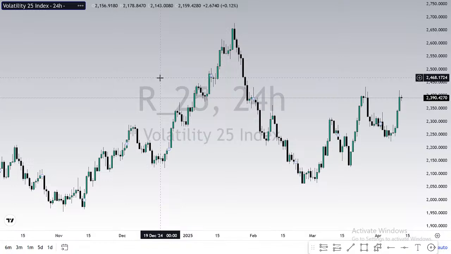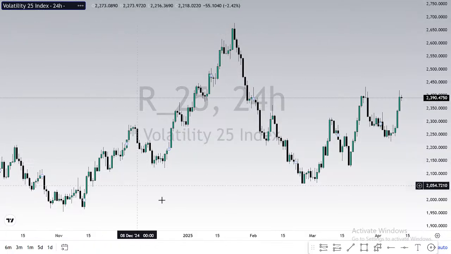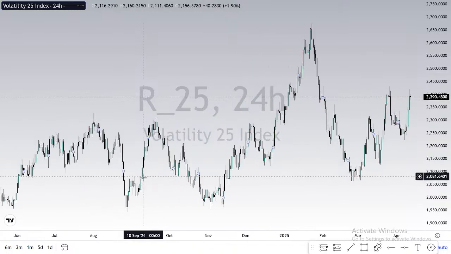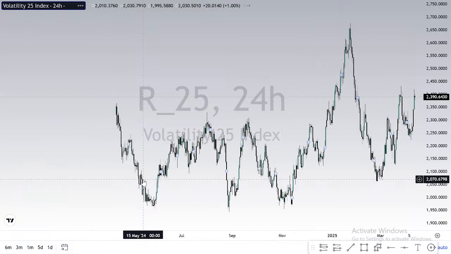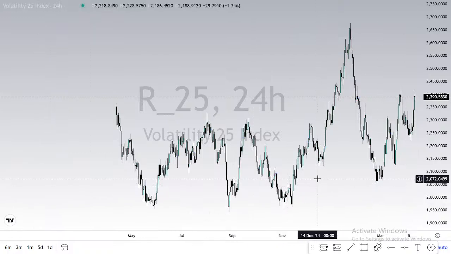So I'm going to be starting with volatility 25 index. This is what I'm going to be getting started with, and I'm going to be making analysis on this asset right now. Now this is the 24 hours time frame. You know our custom, you know what we do. The first thing we want to do is get our directional bias on the higher time frame, and for us to know the key zones it is possible for market to come back into.